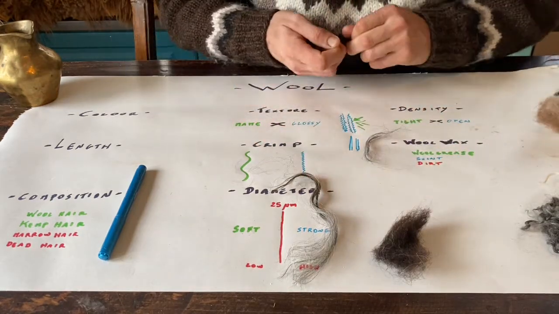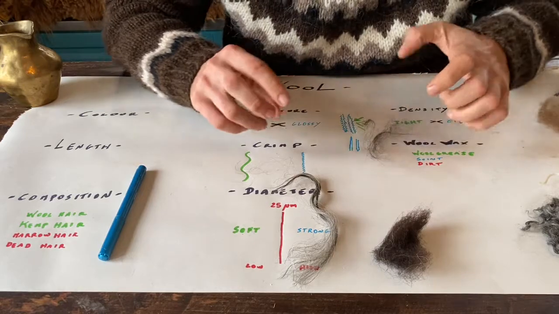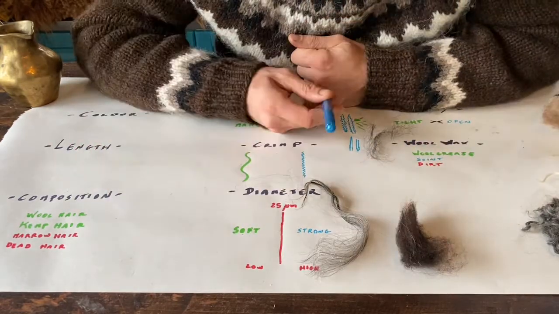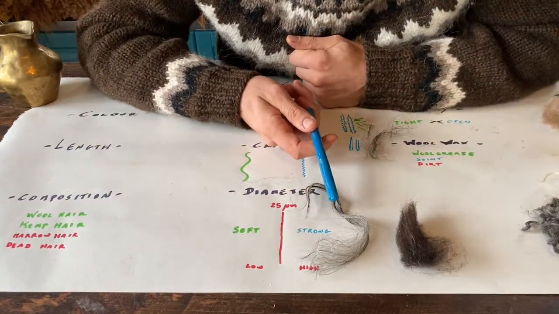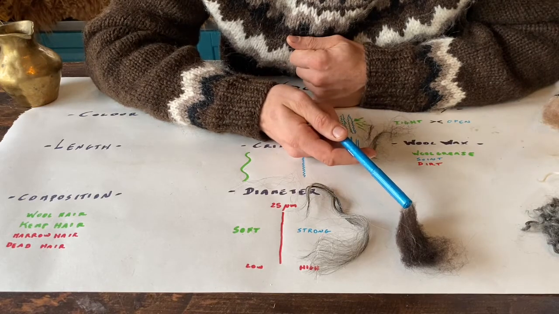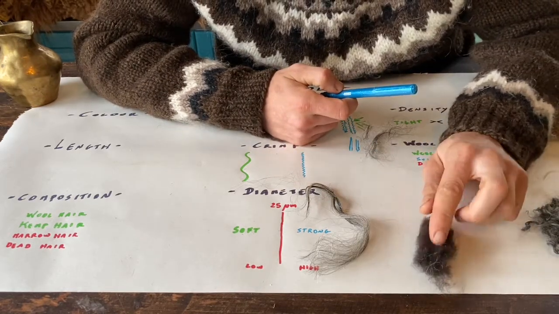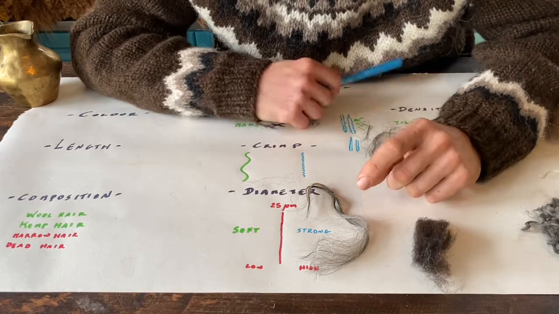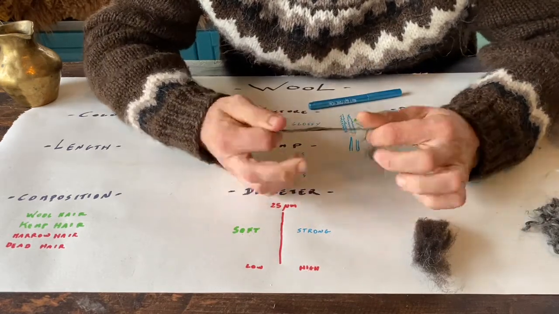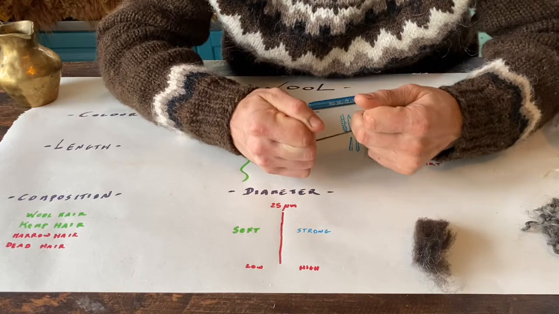But the first thing that is kind of clear to see is the diameter of this hair is a lot larger than this. So this is our wool hair, the warm, soft kind. This is our camp hair, the strong, long kind, extremely strong.